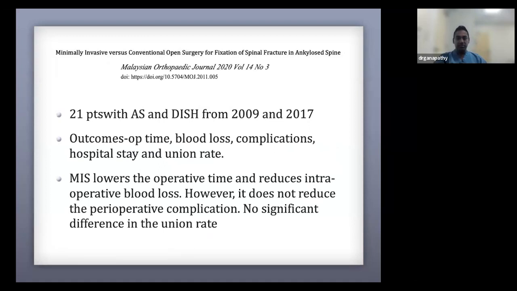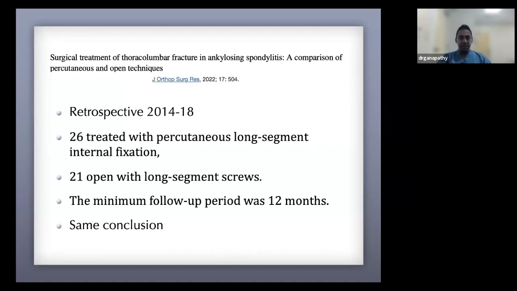This was another, more recent study, looking at 21 patients from 2009 to 17, which goes to show you how low the incidence or prevalence of these are. The outcome here, again, was op time, blood loss, complications, union rates, with no significant differences, particularly no difference in the union rate. Partly that's because the same reason that gets these patients into trouble by laying down bone and fracturing and acting like a long bone is also the reason why they fuse really well once you get a stable situation. This is a retrospective review from 2014 to 18, same conclusion.